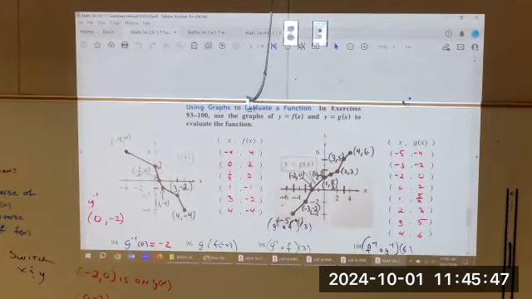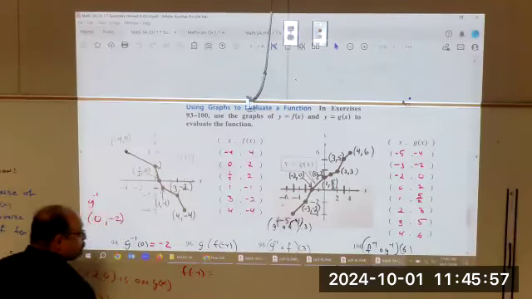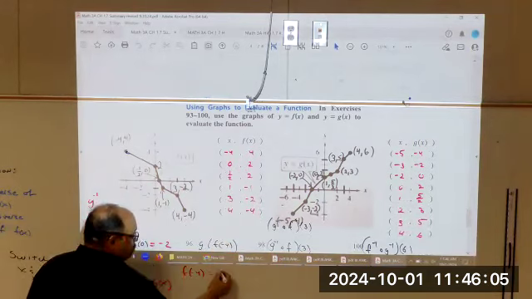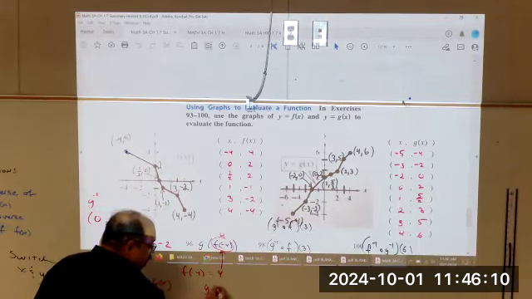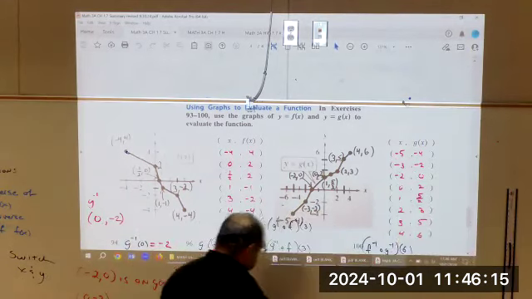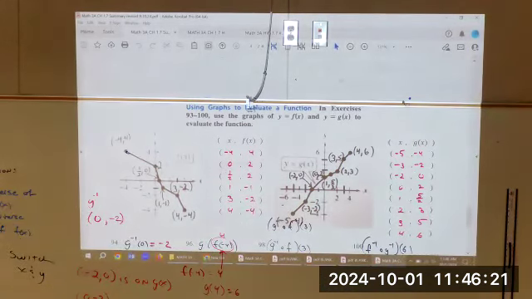Number 96 has no inverse notation. It's just g of f of -4. So what do you have to do first? F of -4. So in this picture, what is f of -4? Positive 4. That becomes g of 4. So over here, what do we get when we plug in 4? We get 6. That one's straightforward. There's no inverse notation.